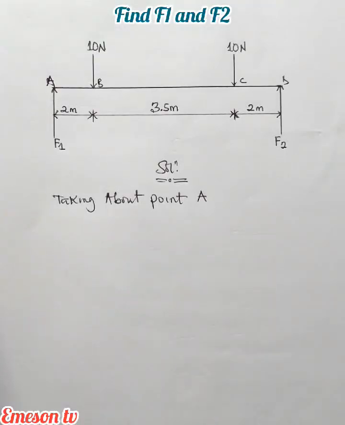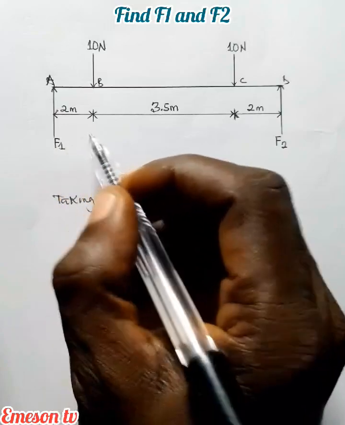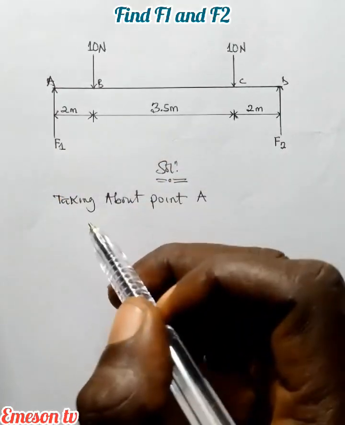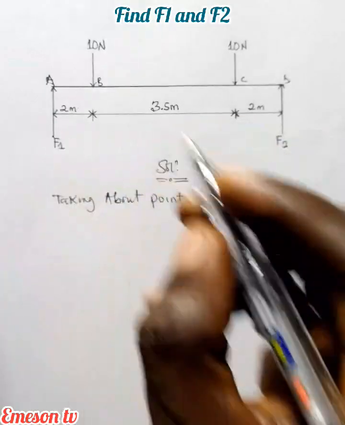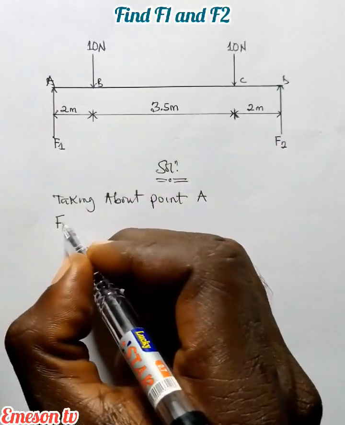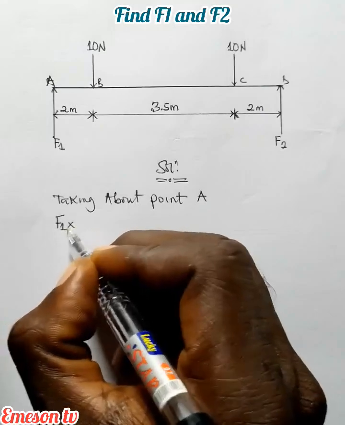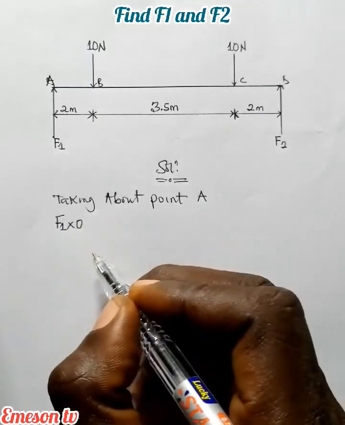If you take moment about point A, you should know that moment is what? Force times perpendicular distance. The moment about this point is 0 because there is no perpendicular distance here. So we have F1 times what? The perpendicular distance is 0.